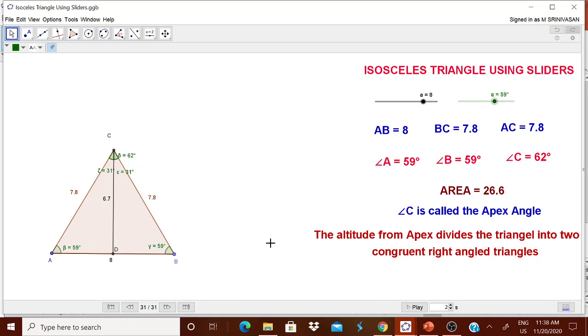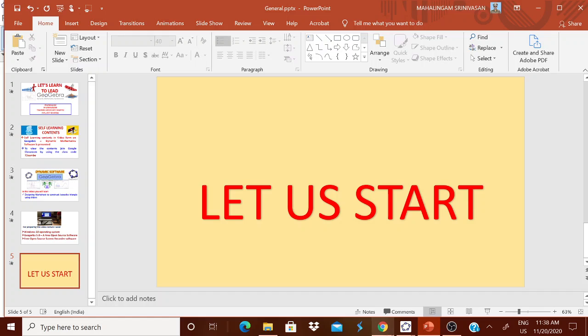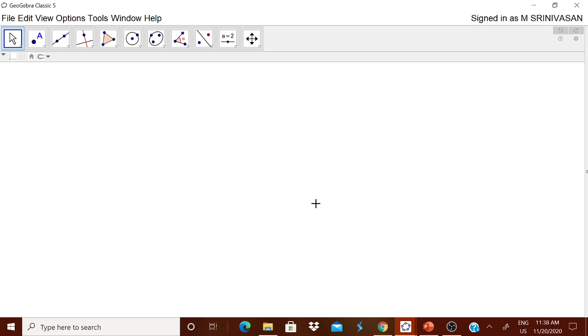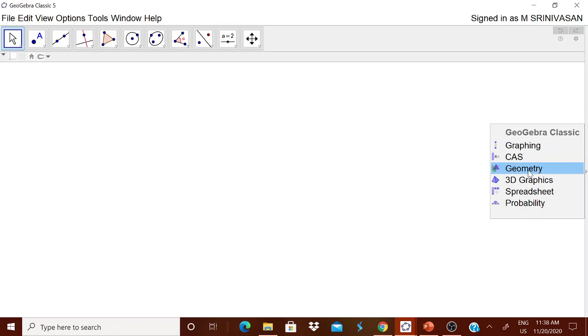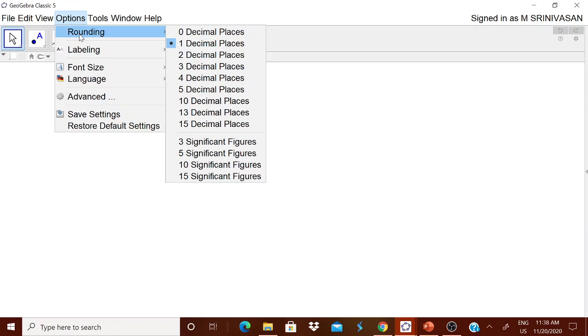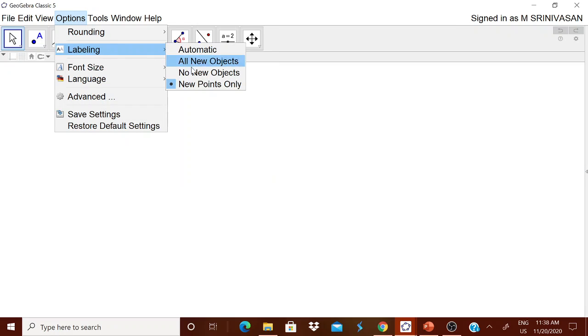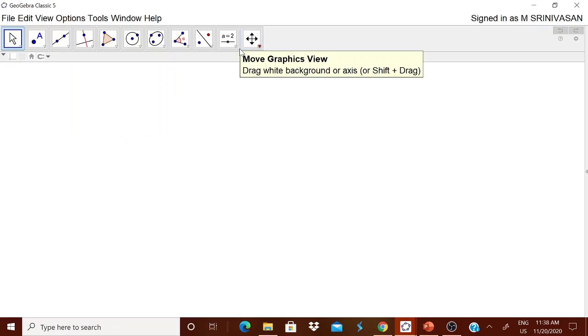Well, let us try to construct this isosceles triangle using sliders. The worksheet, we will try to design it using GeoGebra from scratch. For that, I have taken GeoGebra Classic 5 worksheet. I have taken geometry view, and in options I have rounded to one decimal place. In labeling I have taken new points only.